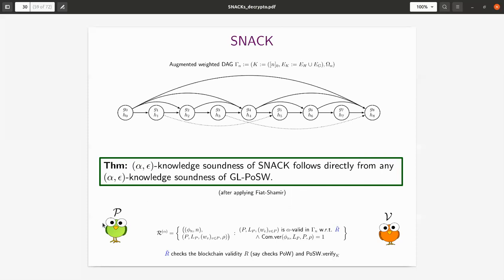And what we prove, of course, this is an interactive protocol. We Fiat-Shamir it and we get a non-interactive protocol. And we show that the alpha knowledge soundness of the snack follows directly from alpha knowledge soundness of the underlying graph labeling proof of sequential work, which we think is nice in terms of simplicity and modularity of the design.